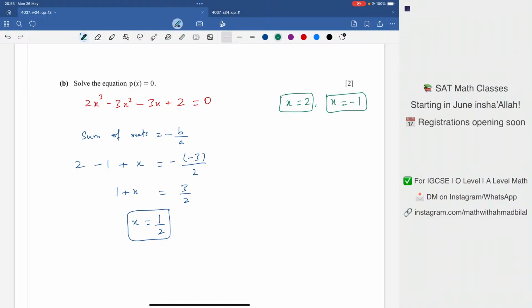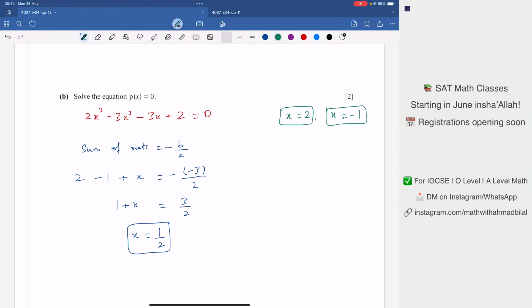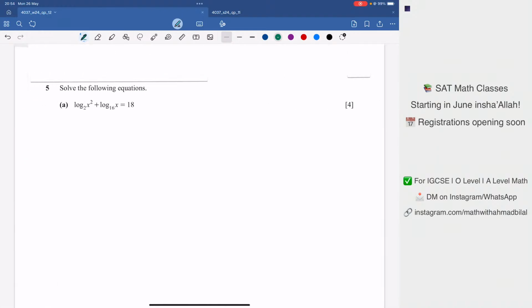Using the sum of roots formula, we could find that third solution pretty easily like this without having to do long division or comparing coefficients. We could just do it directly like this, okay? And that will also work. That's the third solution, x equals 1/2. All right, let's move on.